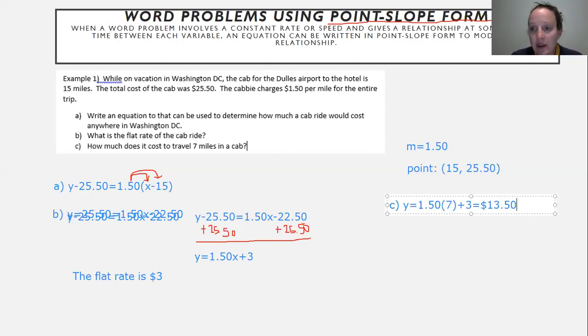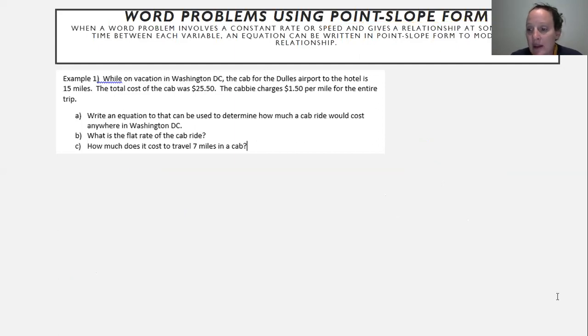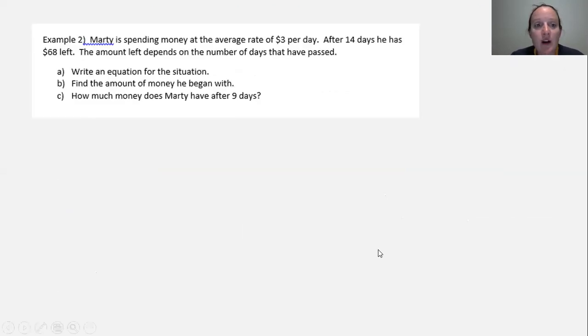Okay, stop the video, and I want you guys to try example number 2 on your own. See if you can figure out parts A, B, and C, and we'll do those together in class. We'll come check these notes together in class.